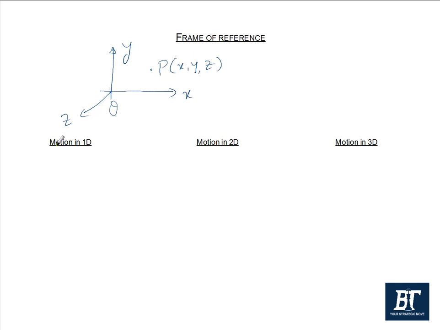How do we define motion in one dimension? So this is very simple. If any one coordinate, either x or y or z, is changing with respect to time, then we will say that this motion is in one dimension or a linear motion. And if any two coordinates change with time, then we will call that motion in two dimension. Similarly, if all three coordinates change with time, then we will say that the motion is in three dimension. So it all depends on our frame of reference.